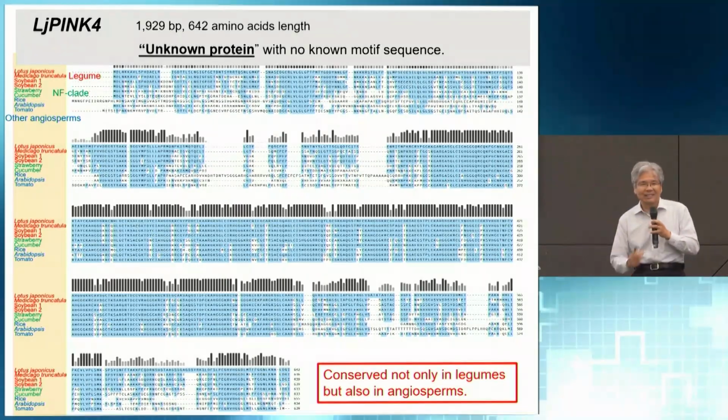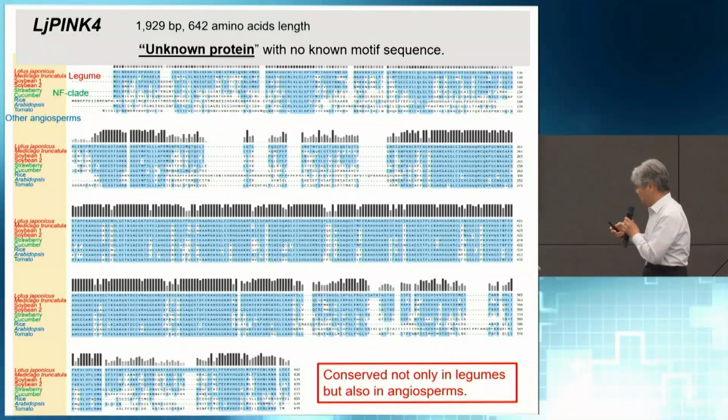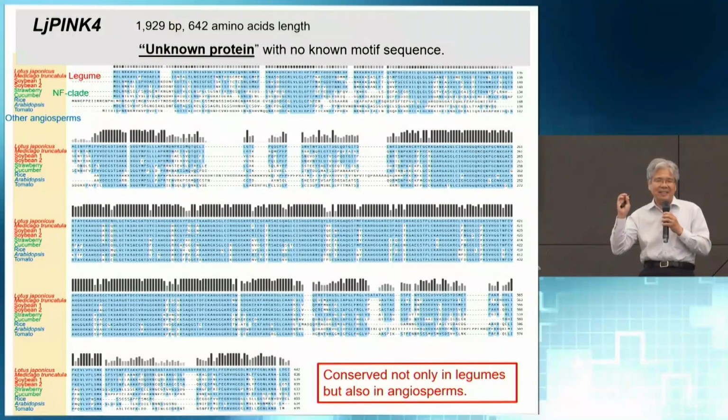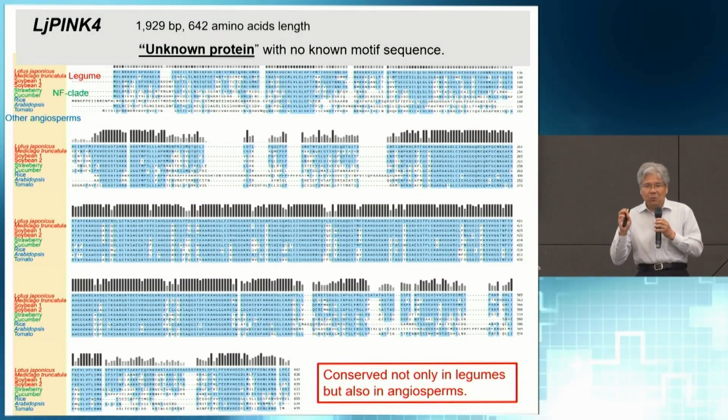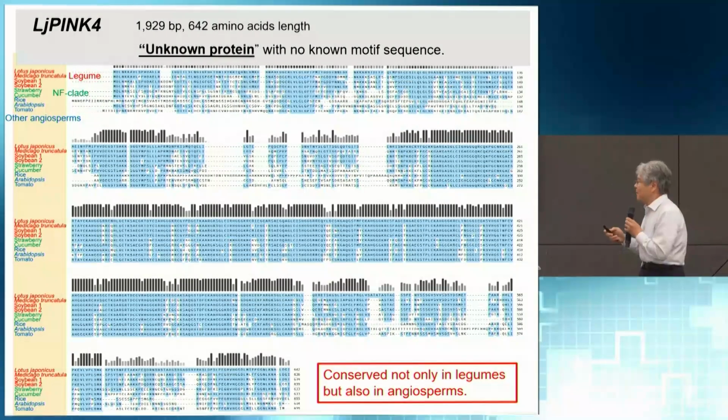Then we isolated the gene which causes this mutation. And unfortunately, the identified gene does not have functional information. It was annotated as unknown. But surprisingly, we thought that this sanction system is legume-specific, but this gene is conserved not only in legumes, but also in the angiosperms.